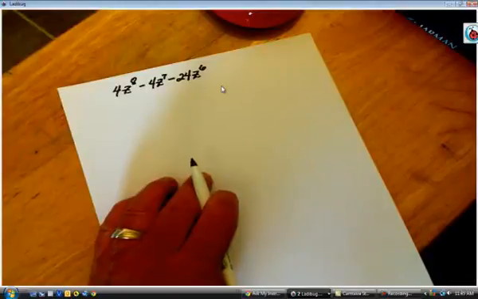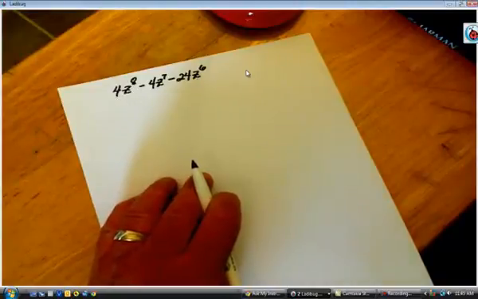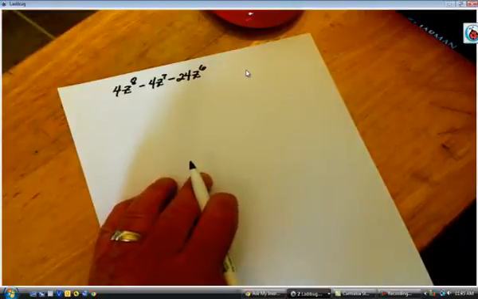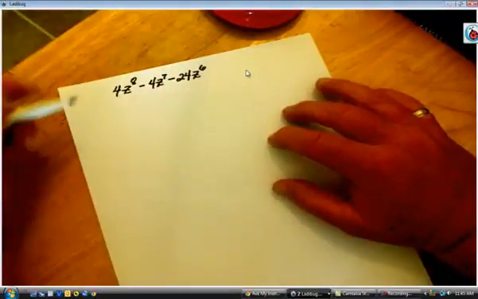I wrote down the problem. 4z to the 8th minus 4z to the 7th minus 24z to the 6th. I see that there's a common factor of z to the 6th in all three terms. And there's also a 4 that lives in all three terms. We can factor out a common factor here, a 4z to the 6th. So let's do that. We'll write down 4z to the 6th.